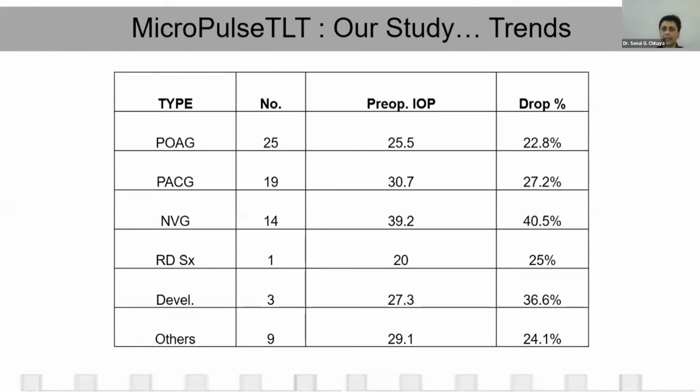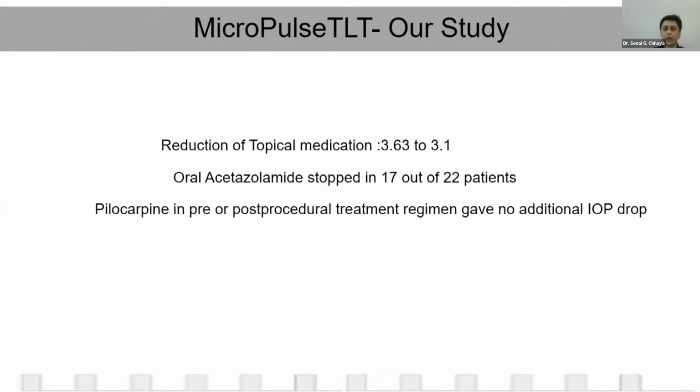We also looked at the trends in the different subtypes of glaucoma. In primary glaucoma, we had intraocular pressure drop of 22 to 27%. And neovascular glaucoma did better with a 40% drop in intraocular pressure. Our reduction of topical medication was 3.6 to 3.1. Oral acetazolamide could be stopped in 17 out of 22 patients.